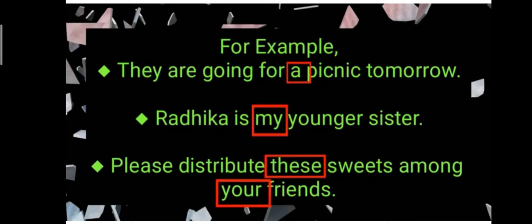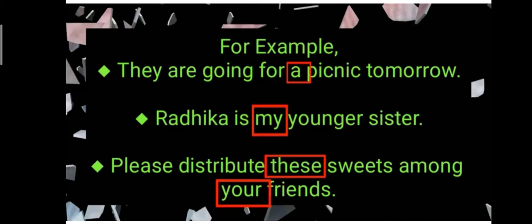They are going for a picnic tomorrow. Radhika is my younger sister. Please distribute these sweets among your friends. Now let's see the first sentence. The article is put in a box, and it is referring to the picnic. Picnic is a noun and the article is limiting it. We are talking about one picnic, right? So it is limiting the noun.